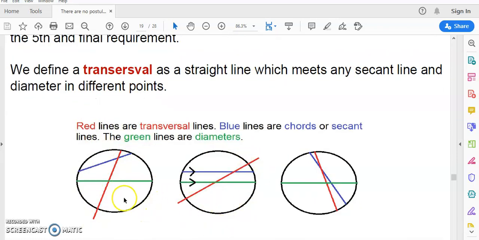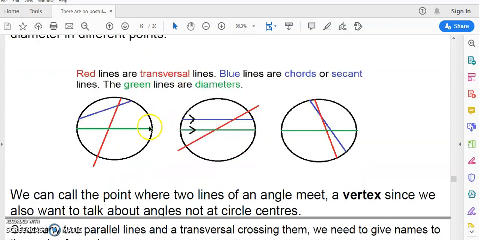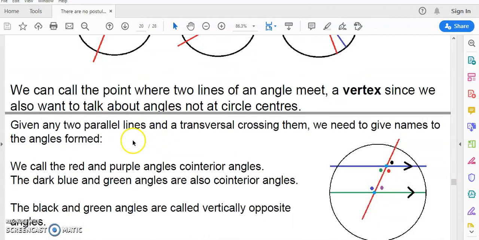Okay. So here are different examples of transversals. The red line's transversal, the blue lines are chords, and the green lines are diameters. And we can call the point where the two lines of an angle meet a vertex, since we also want to talk about angles not at circle centers. But it doesn't matter if they're not at circle centers, because they could always be at a circle center.